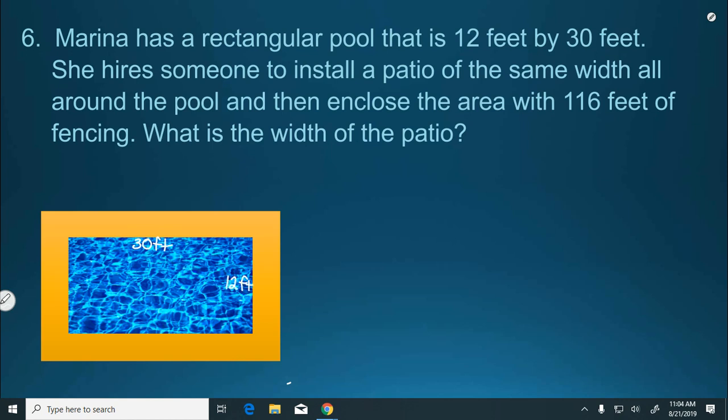We want to find the dimensions of the patio, all right, or the width of the patio. So we know that it's the same width all around. So this side or length is the same as this, and this is the same as this, and this is the same as this, and this is the same as this. But we don't know what that width is. That's what we're trying to find. So these are all equivalent to x.